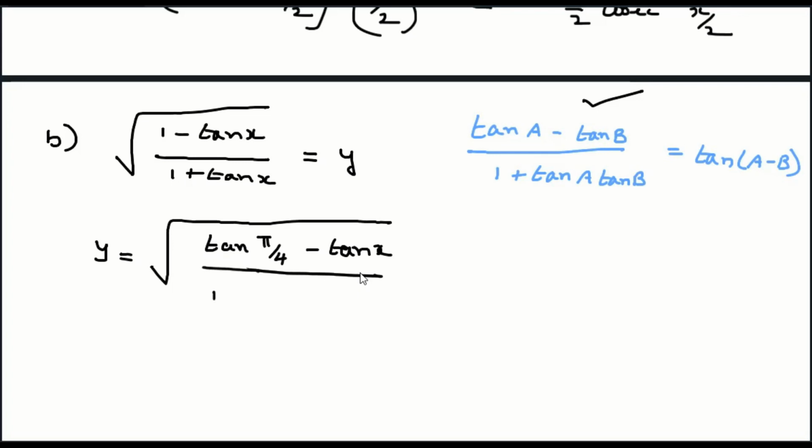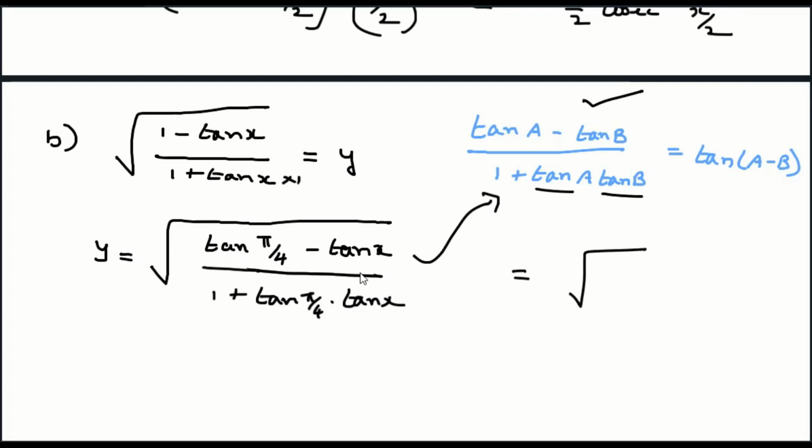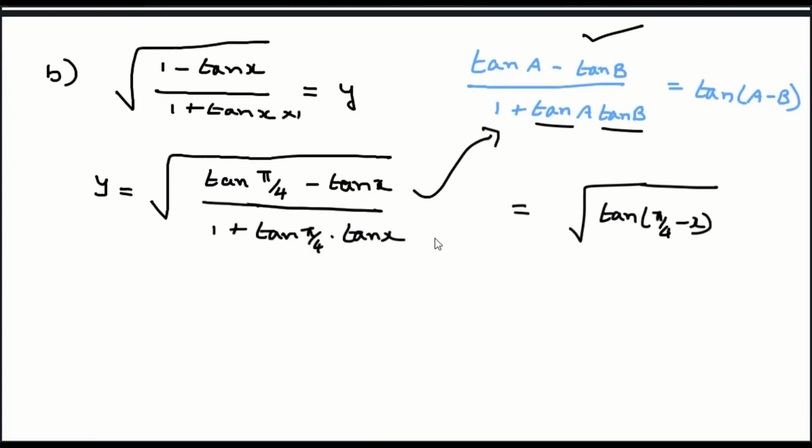So it is 1 plus this tan x is written as tan pi by 4 into tan x, because I want tan A, tan B. Okay, so it resembles this identity. So it can be rewritten as root over tan A minus tan B by 1 plus tan A tan B, which is tan of A minus B, pi by 4 minus x. So I have written the question in the simplified format. Now we'll try to differentiate. Now y dash or dy by dx. First I have to differentiate the power.